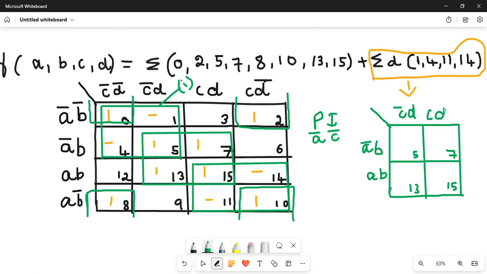How? If you look at this column, for 5 and 7, at the top of this column you have C bar D for 5 and 7. So that one I have 5 and 13. So that one I have written over here, C bar D. Correct? Just a minute, I'm really sorry.